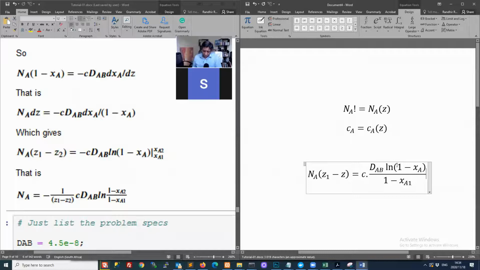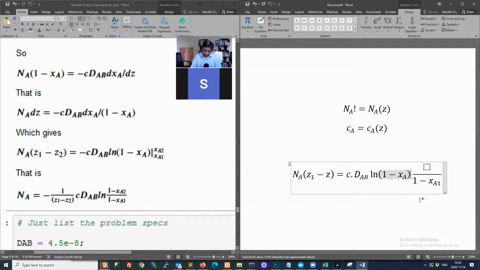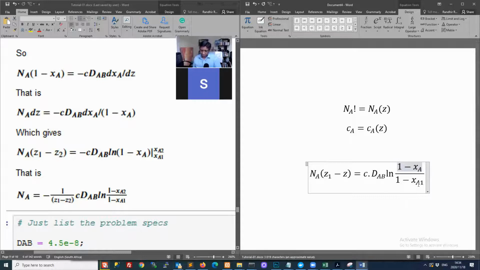So, oof. Sorry, this is getting messed up a bit. So that's ln of 1 minus XA. So I'm just trying to generalize it to some extent here.